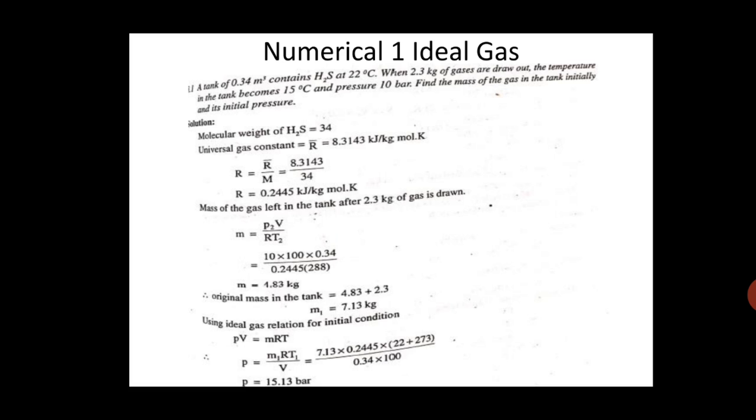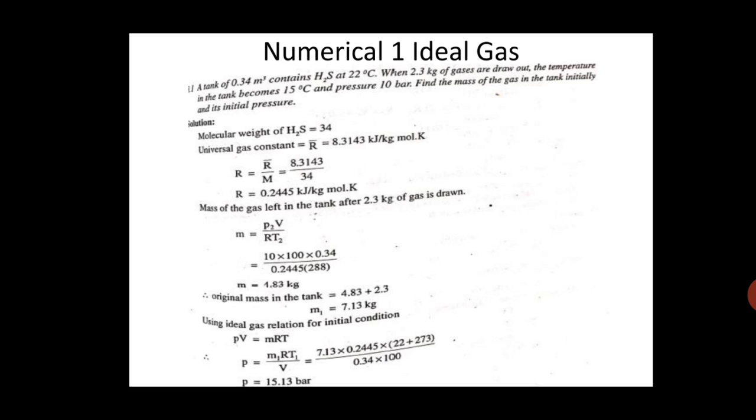Okay. Now the mass of the gas left in the tank after 2.3 kg of gas is drawn. So M2 is equal to, P2. We know that PV is equal to MRT. Now for condition 2, rearranging this, M is equal to PV by RT. For condition 2, volume is the same, R is the same, so we are not writing V2 or R2. Only pressure and temperature have changed, so we write P2, T2. Volume and R are fixed in this case.